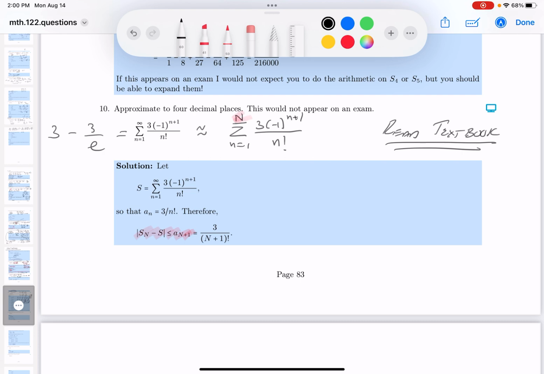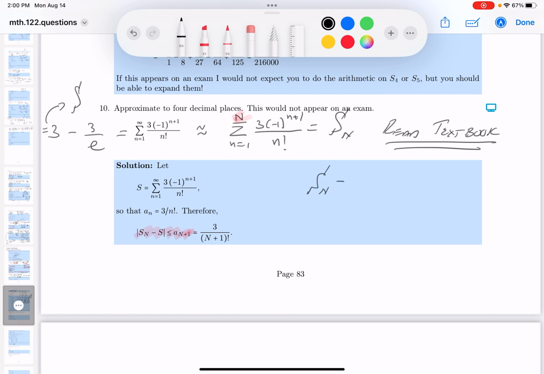All right? This is the Sn. And this over here is just the S. It's the actual sum, right? They say the absolute value of the difference between those two is going to be less than or equal to... So here's what they're claiming over here, that for some n, whatever it is, S_n minus S, the absolute value of that difference, is going to be the (n+1)th term.